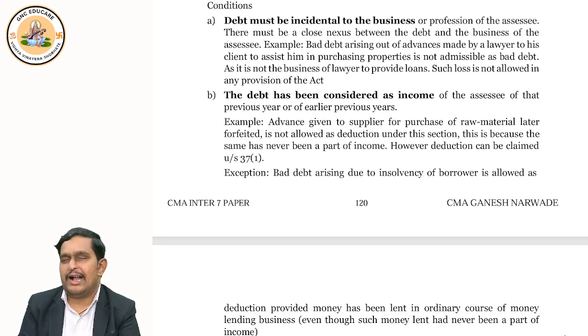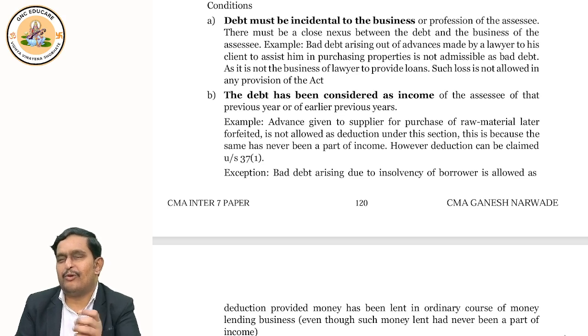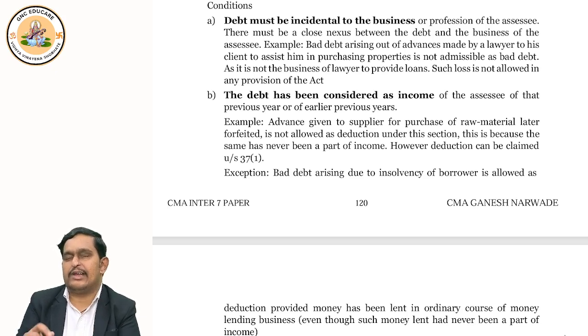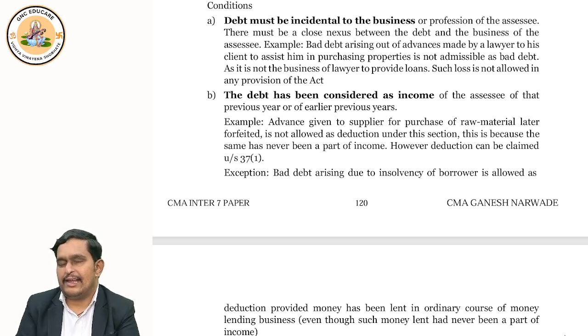But suppose we paid advance to the supplier. Now we were not able to pay the balance money. So the supplier forfeited the amount. He said your advance is cancelled. You will not get the money back. Now in this case, whatever the amount is forfeited, can I show it as bad debts? The amount is lost, correct? Here also, the amount is lost. So can I show it as bad debts?